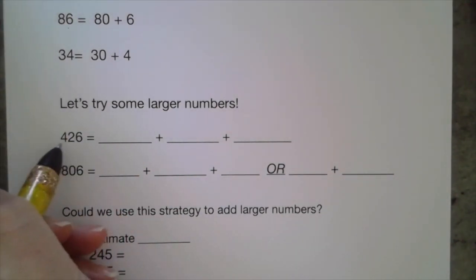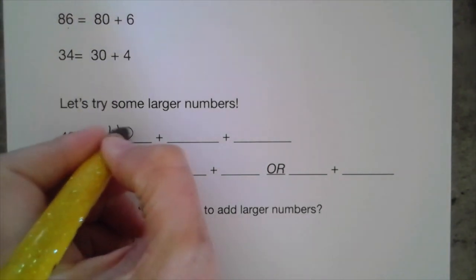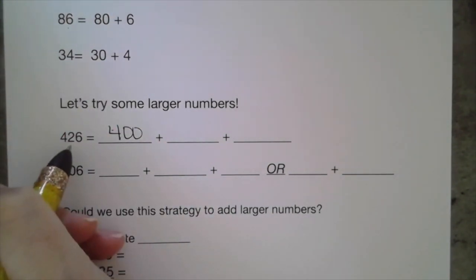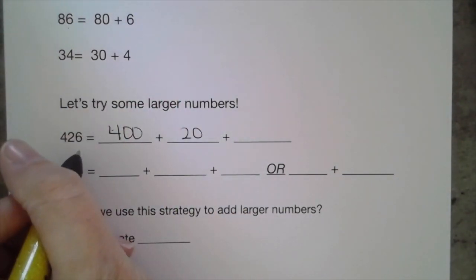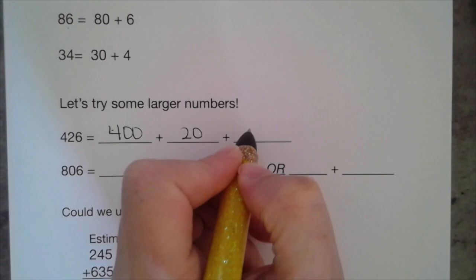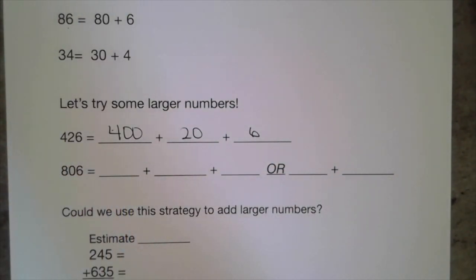426. What's the value of 400s? Right, 400. What's the value of 2 tens? You got it, 20. And the value of 6 ones? Yep, just 6. So in expanded form, that would be 400 plus 20 plus 6.